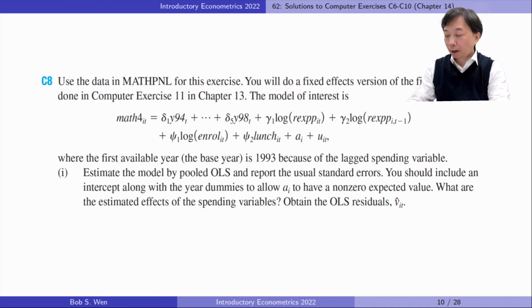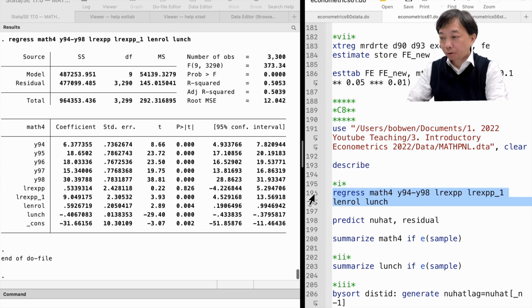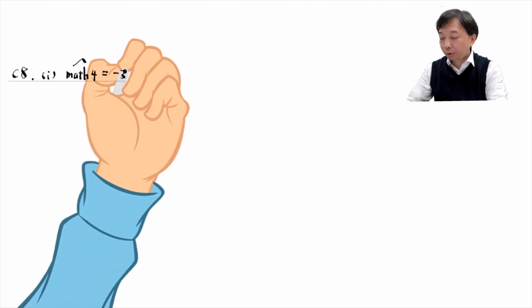Let's find answers to computer exercise 8. We will do a fixed effects version of the first differencing done in computer exercise 11 in Chapter 13. The model of interest is as follows. In Part 1, we will estimate the model by pooled OLS and report the usual standard errors. What are the estimated effects of the spending variables? Obtain the OLS residuals, u-hat. We estimate the model with pooled OLS and then use the predict command to save the residuals.